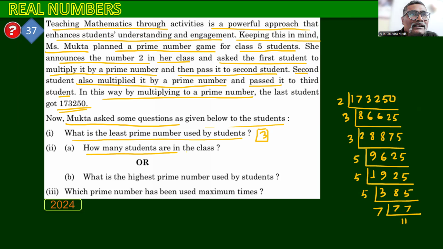How many students are there in the class? You see by how many times you have multiplied. So you can see 1, 2, 3, 4, 5, 6, 7. Multiplication is done 7 times. So how many students are there? 7 students. What is the highest prime number used by the students? Yes, we can see it is 11. Which prime number has been used the maximum number of times? Yes, 5 is the prime which is used the maximum number of times.